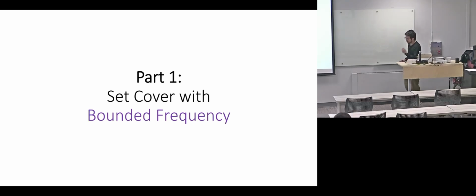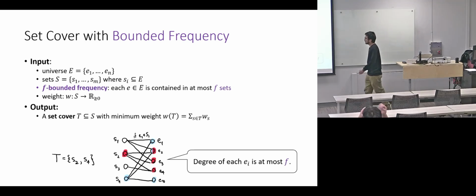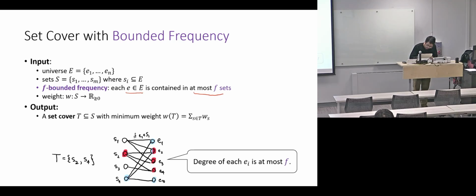So to illustrate what the Primal-Dual method is, let's look at a classic problem that we have seen several times, set cover. I will not recall the problem too much. You have a bunch of elements, you have a bunch of sets. You want to choose several sets so that they cover all the elements. That's the problem. However, we're going to look at the variant that is bounded frequency. We say that it's f bounded frequency, meaning that each element is contained in at most f sets.